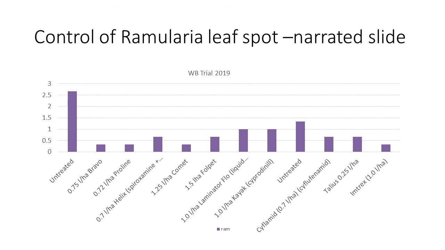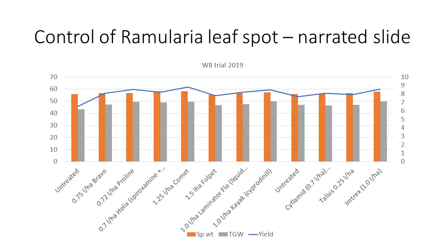That trial was taken through to yield, so the blue line you can see on the graph is the actual yield response. So the other diseases were present. You can see all the fungicides used have given an increase in yield compared to the untreated on the left hand side. It's also given an improvement in 1000 grain weight, and some of them have given an improvement in specific weight as well.